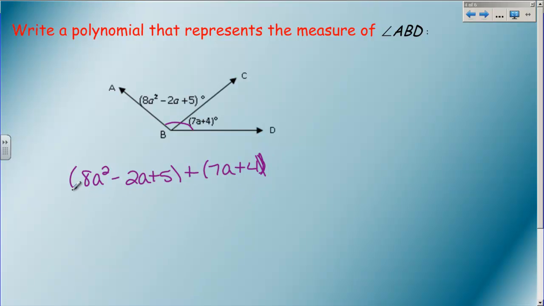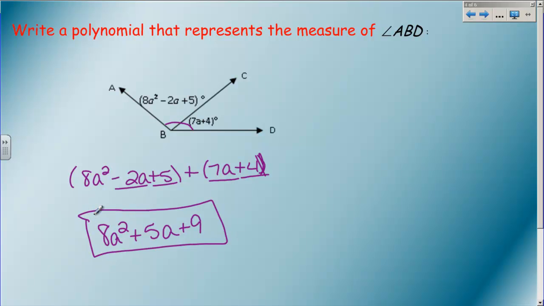So like terms, 8a squared, there are no other a squared, so I'm just going to bring it down. There's nothing to put it with. I have negative 2a plus 7a, which is 5a, and then I have 5 plus 4, which is 9. So here is the polynomial that represents the measure of that great big angle all put together. I just added the two polynomials.